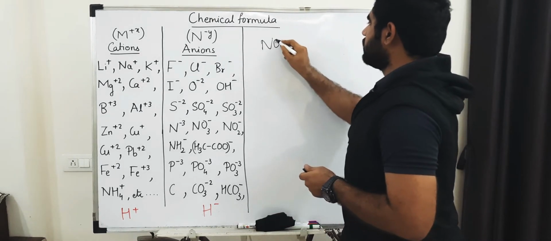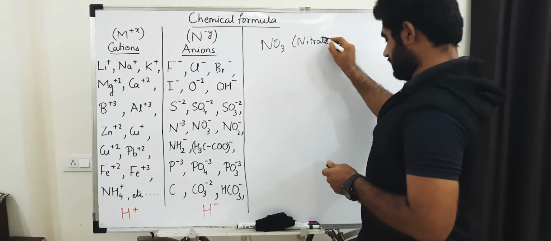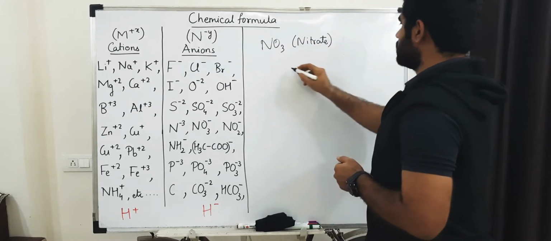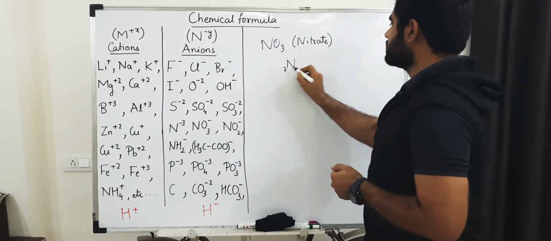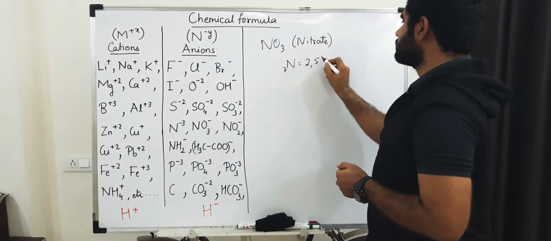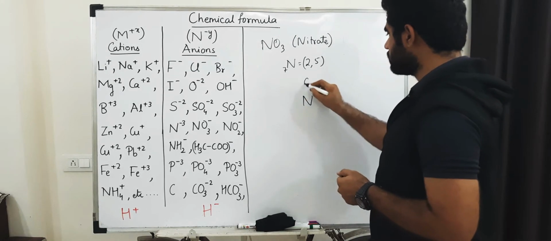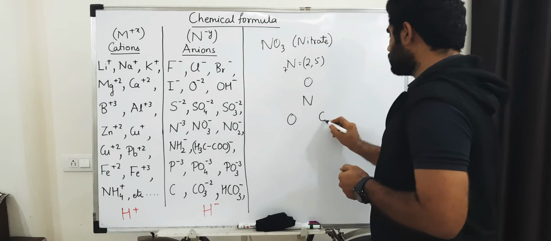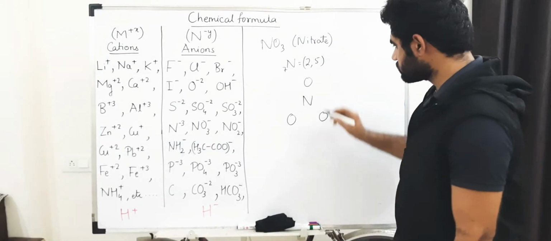Nitrate, NO3. Nitrate involves nitrogen. Nitrogen is 7, that is 2,5. So nitrogen is surrounded by 1, 2, 3 oxygens. The outermost shell has 5 electrons. Again, sharing of electrons will take place.